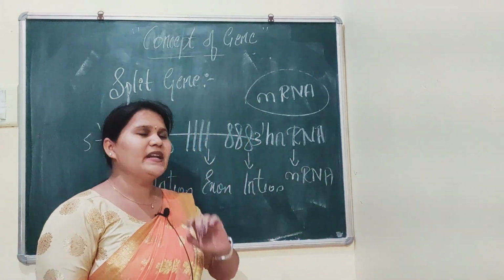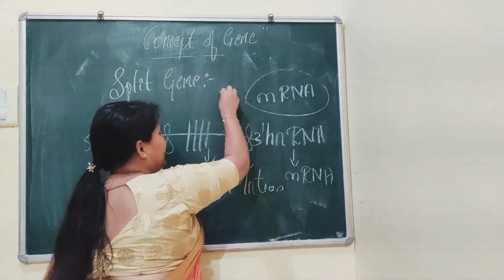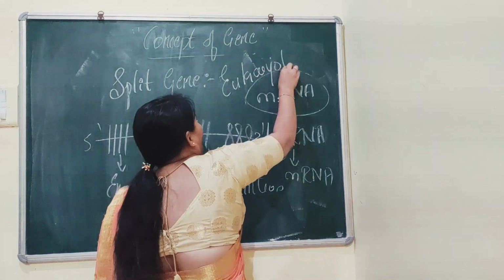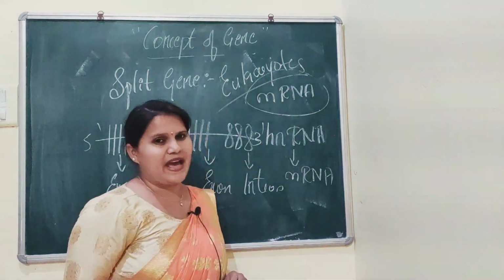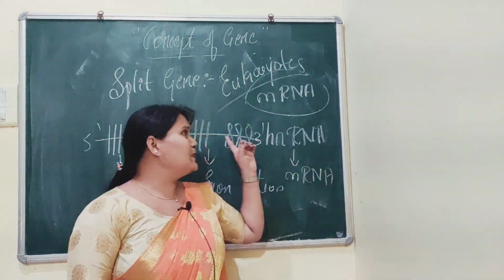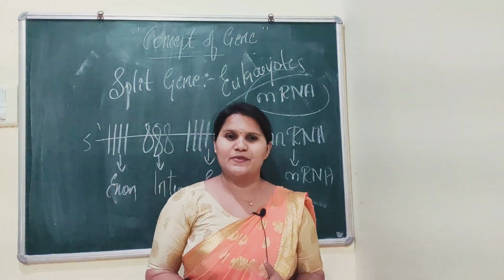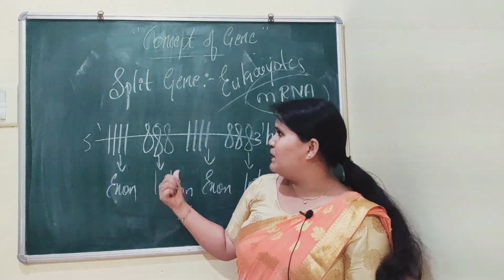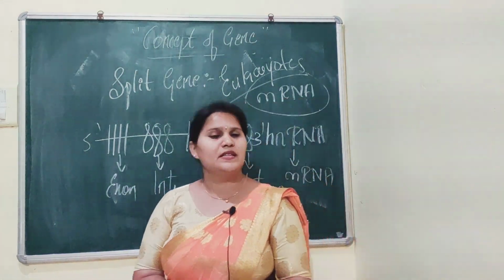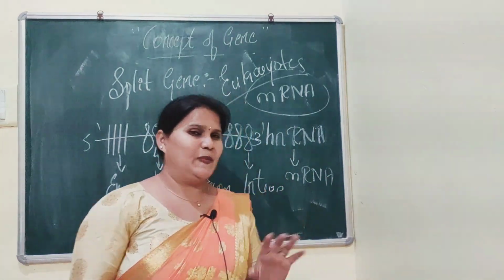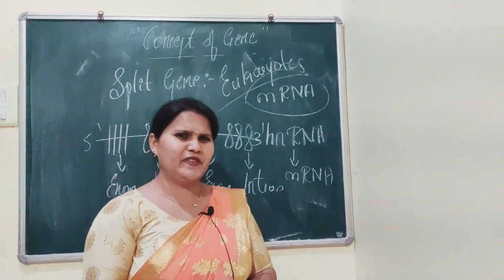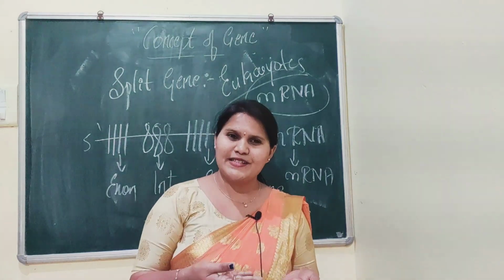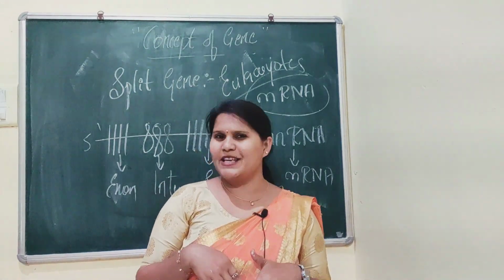So this arrangement can only be seen in the eukaryotes, but not in the prokaryotes, clear? So this may come for your MCQs also, please do remember that. Yes, of course, this split gene can also be seen in DNA, clear? So split gene is nothing but the arrangement of the sequence of DNA or RNA which will be having both the coding sequence and non-coding sequence, clear?